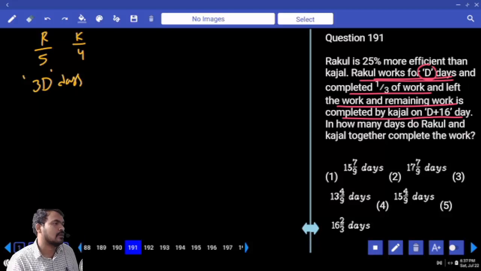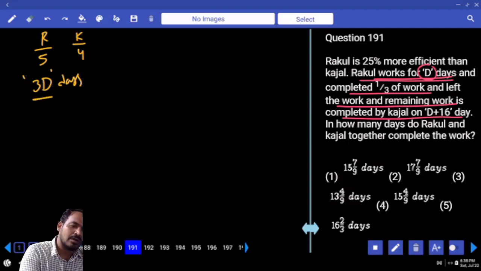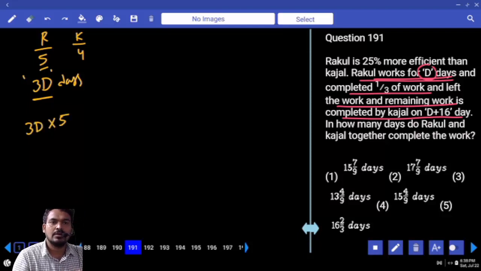But the actual total work is completed by Rakul. How much time is taken? 3D days. Because 1/3 how much time is taken by Rakul? D days. Then total work means 1 part in D days, then 3 parts are 3D days. Okay. First we need to identify the total work. Total work means what is the total time Rakul takes? 3D days. What is the per day efficiency? 5 parts. Then we write 3D into 5. It is efficiency into time. That will be total work. The same total work is also equal to which one?